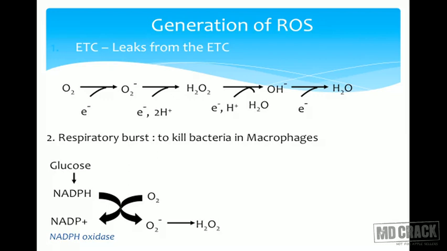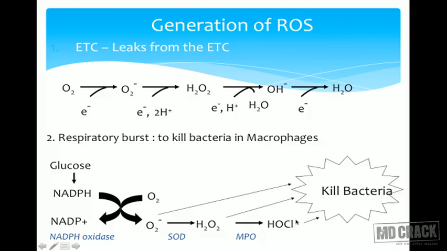Superoxide is further converted by superoxide dismutase to form hydrogen peroxide. Hydrogen peroxide is converted by myeloperoxidase to form hypochlorous acid. All 3 of them, that is superoxide, hydrogen peroxide and hypochlorous acid, are responsible for the killing of the bacteria in macrophages, especially in the phagolysosome. When all these are being formed, there is a sudden increase in the consumption of oxygen by a macrophage, and this is called the respiratory burst.